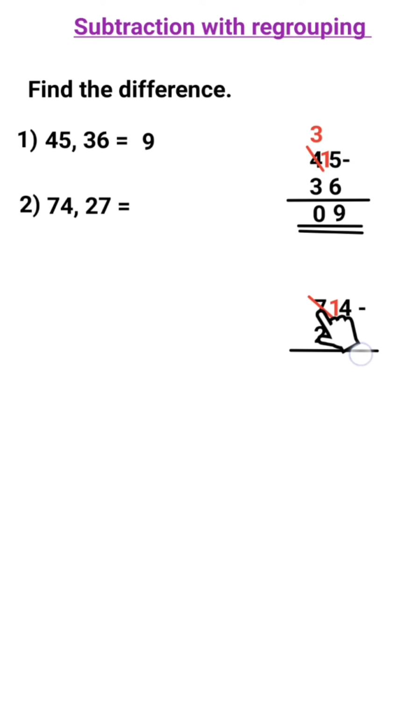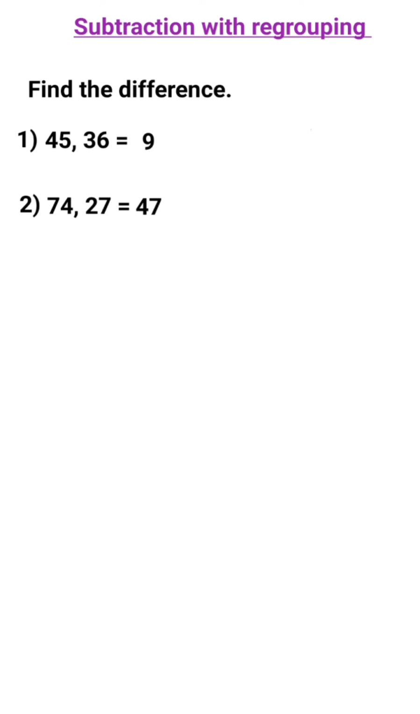And when we borrow 1 ten from 7, that is 7 tens, we have left only 6 tens. Now let's subtract. 14 minus 7 is 7. And 6 minus 2 is 4. Here the answer is 47. Now move on to the third question.